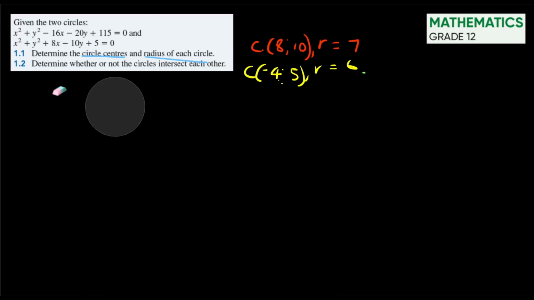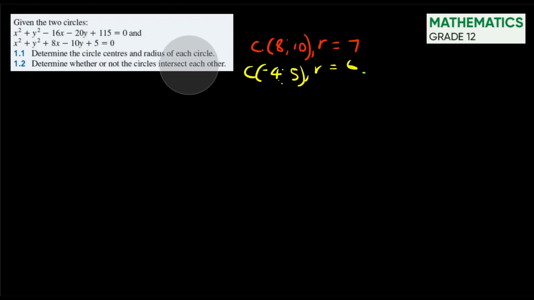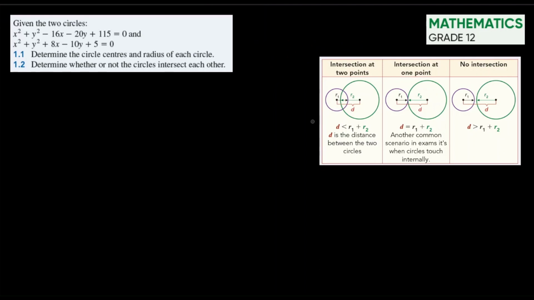Then we are done with 1.1. Let's move on to 1.2. For 1.2, there's an important diagram that I'd like us to memorize. It's very, very important. I'll try and bring it up on the screen so that we can reference it quickly. I would like you to memorize this diagram, because when you understand it, you will be halfway to understanding all of circle geometry. So this is the diagram.